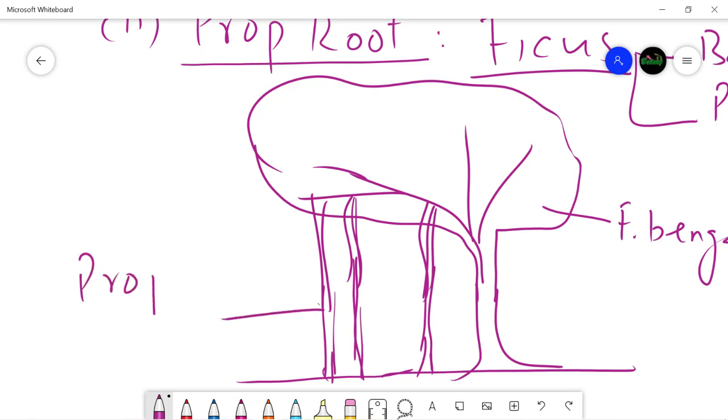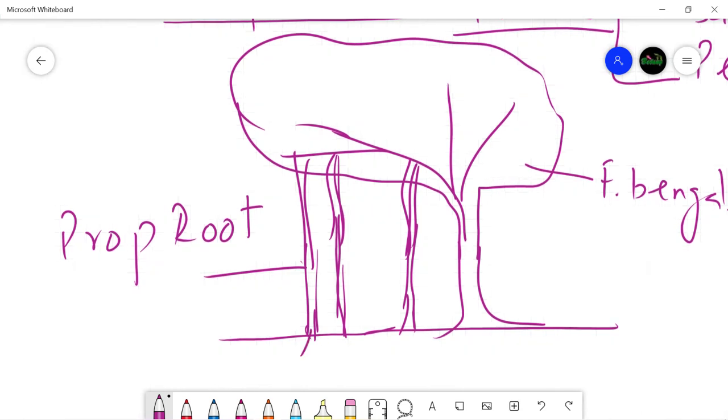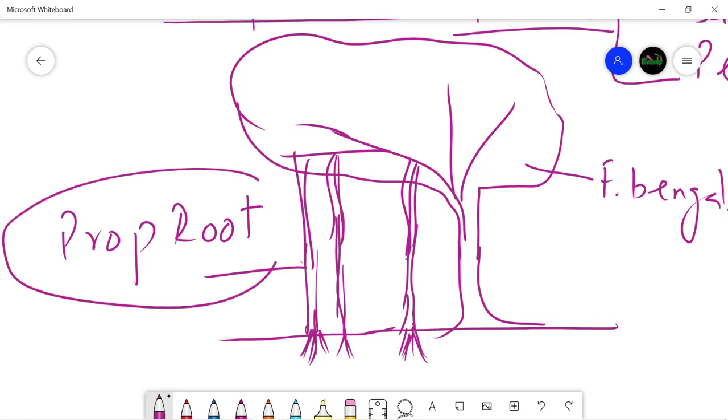So they provide support, not only support, but as they enter the soil, they function like normal roots. So apart from support, they also provide water and minerals. So absorption and support, both of these functions are performed by these prop roots of the banyan tree.